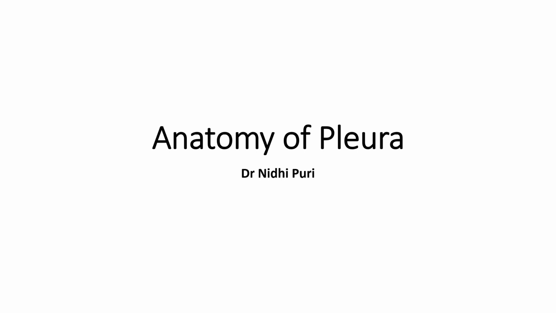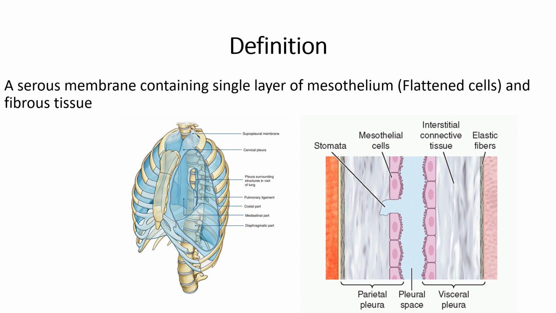Hello students, today we are going to discuss the anatomy of pleura. Pleura is a serous membrane which contains a single layer of mesothelium, formed by flattened cells, and it is supported by fibrous tissue.